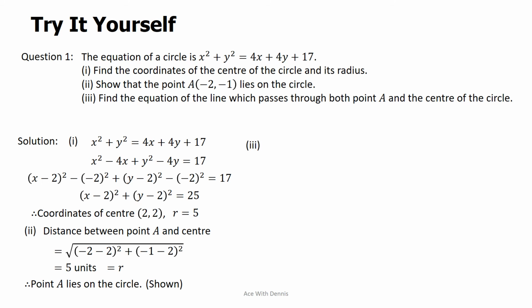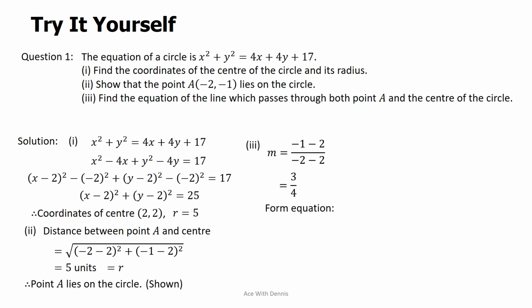Shown. Number 3, find the equation of the line which passes through both point A and the center of the circle. First we need to determine the gradient of the line, which is m equals (-1 minus 2) over (-2 minus 2). We get the gradient is 3 over 4.